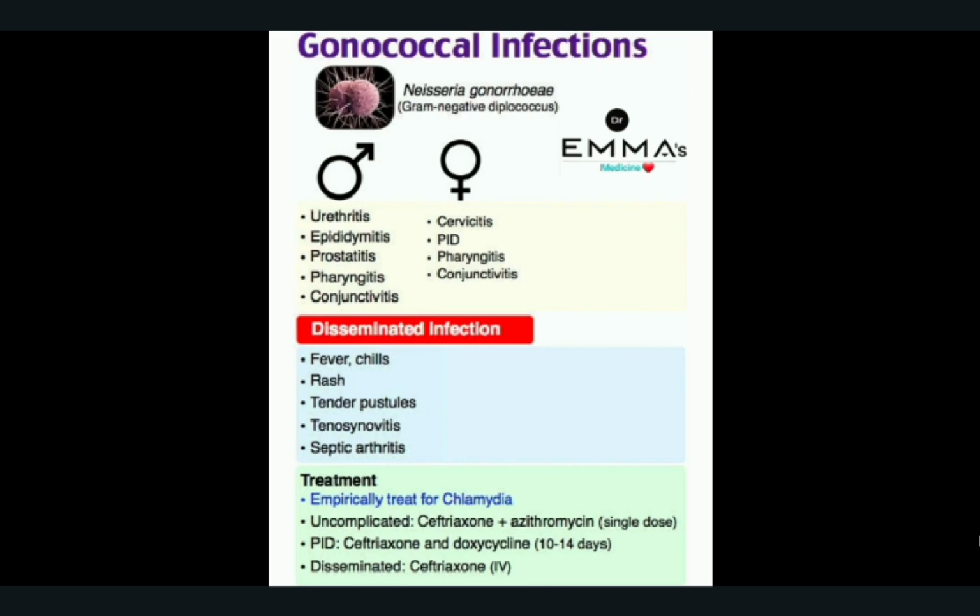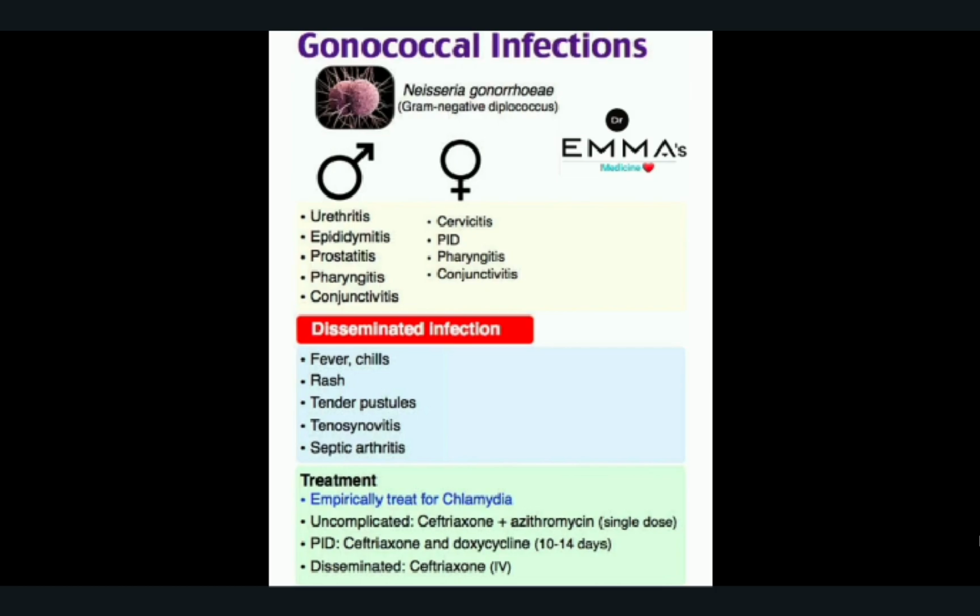Treatment is to empirically treat for chlamydia. If it is an uncomplicated case, then we give ceftriaxone plus azithromycin as a single dose. Then in case of pelvic inflammatory disease, we give ceftriaxone and doxycycline. Duration of treatment is about 10 to 14 days. And if disseminated features are present, then we give ceftriaxone intravenously.